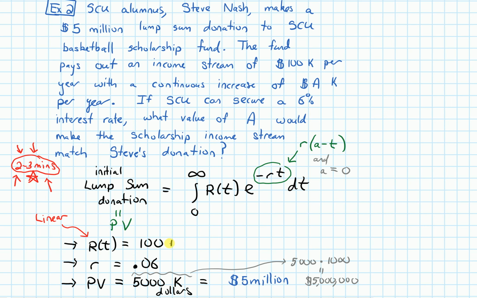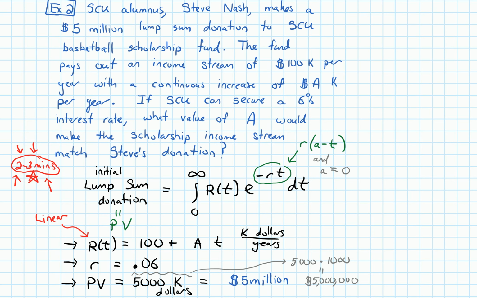And then I need to add to that the slope times t. So I'm writing this equation of a line, and the units are going to be $1,000 per year, so K dollars per year. But what's the slope? The slope would represent the change in how much the income stream is paying out each year. So each year it's going up by $1,000. So that slope is A. I don't need to write 1,000 because I already have thousands in my units.